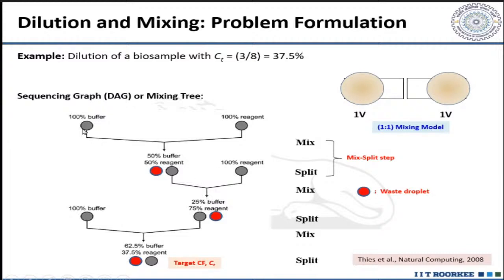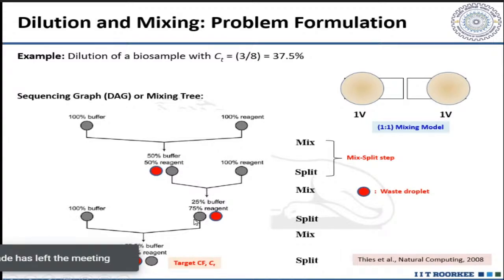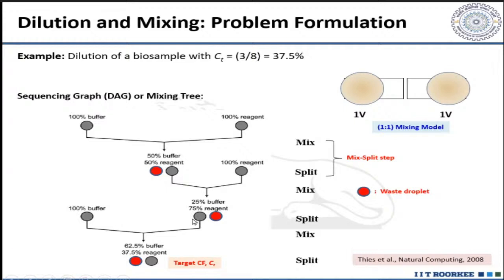So that's the problem. Now if you are doing it like this, every time you mix, you get 2 unit volume, and one will be used for the next step and another will be wasted, because next time you will mix with this and you will get 75% of that sample, and then again you mix with the buffer, and you get 37.5% of that sample. So if you follow like this, you have wasted some of the fluid. You have taken one mix-split step here, another here, and another, so 3 mix-split steps. After 3 mix-split steps, you got this target concentration here, and you have wasted 3 droplets. If you are not considering this one, then it is basically 2 droplets you have wasted.